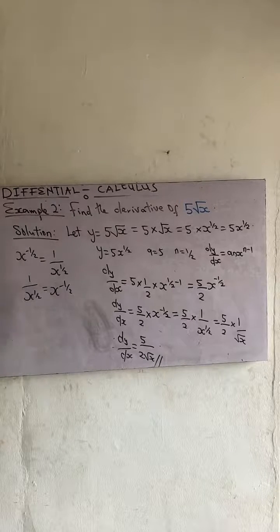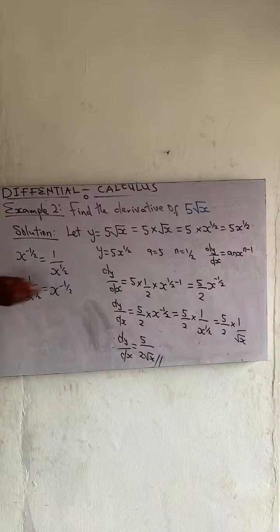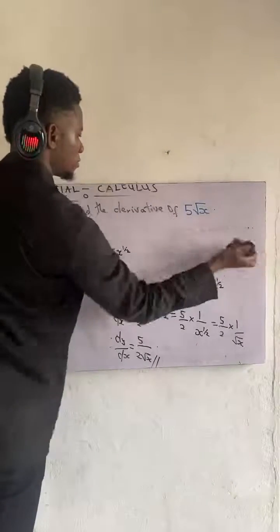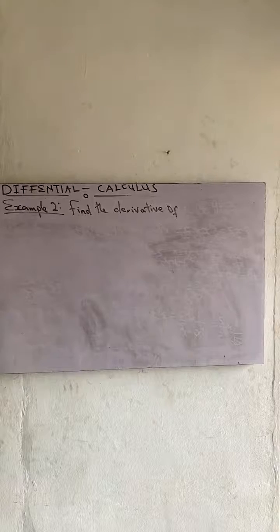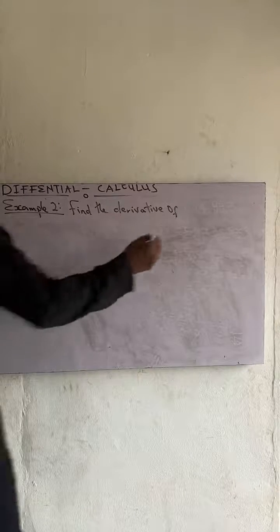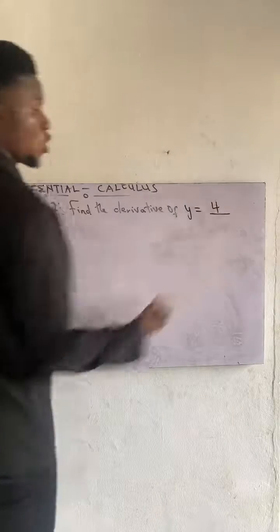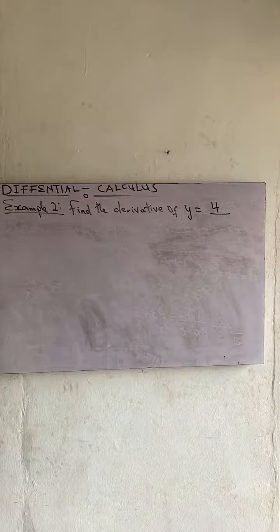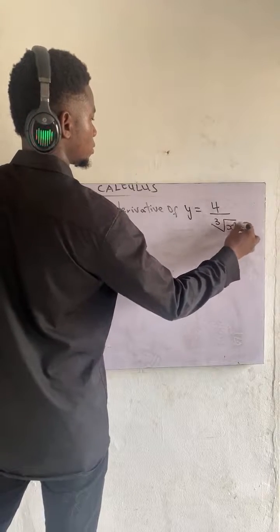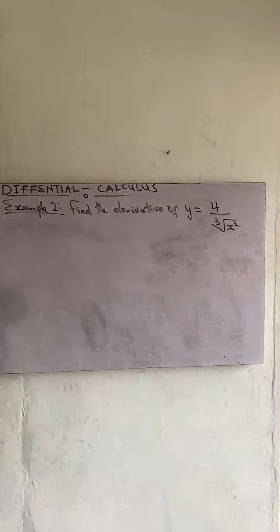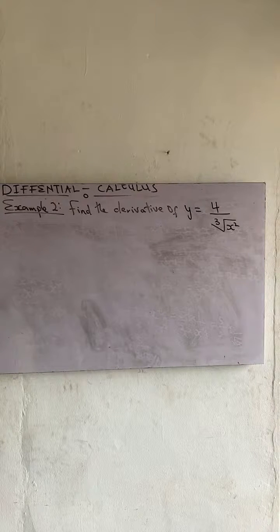Okay, guys, example 3. Find the derivative of y equals 4 over the cube root of x squared. Now listen attentively.